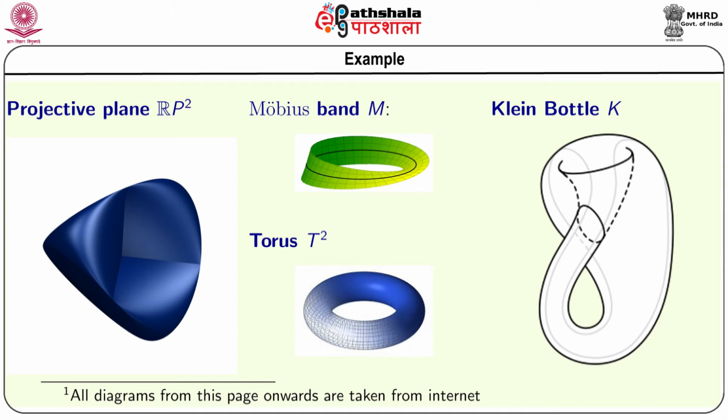In the previous example, we have seen that a projective plane can be obtained from a rectangle by some quotient topology. We shall see next how we can obtain the quotient spaces Mobius band, torus and Klein bottle from a rectangle by changing the equivalence relation.